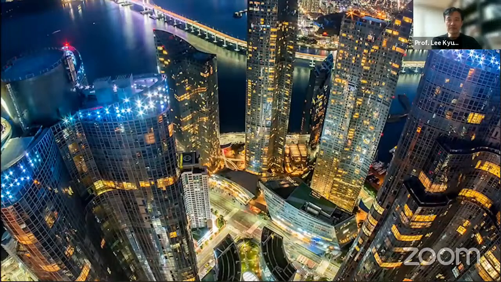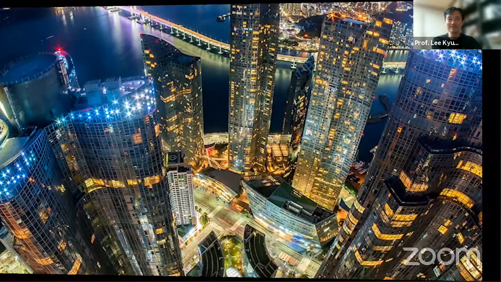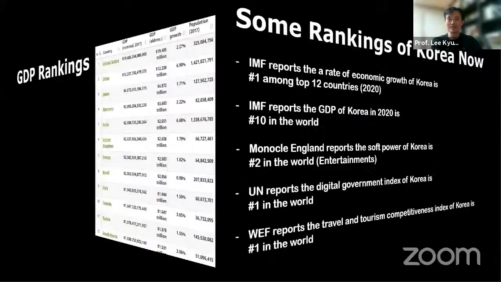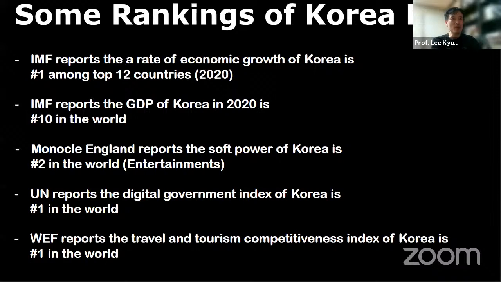This is Seoul, and Korea has become one of the rich countries in the world. Actually, this is a GDP ranking. Now South Korea is 12th in the world. And the IMF reports the rate of economic growth of Korea as number one among the top 12 countries in 2020. The IMF reports the GDP of Korea in 2020 is number 10 in the world.